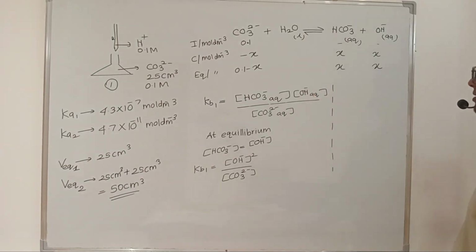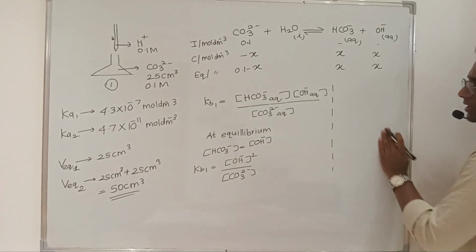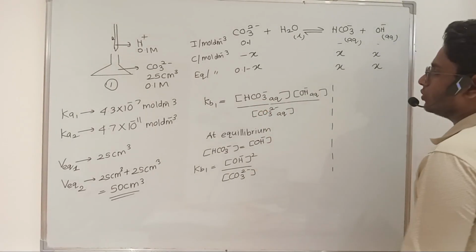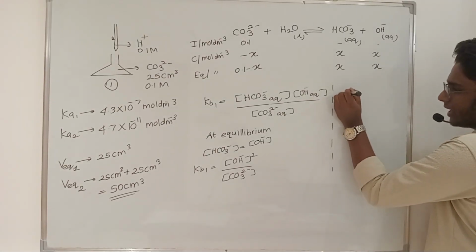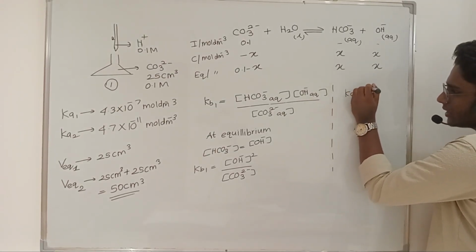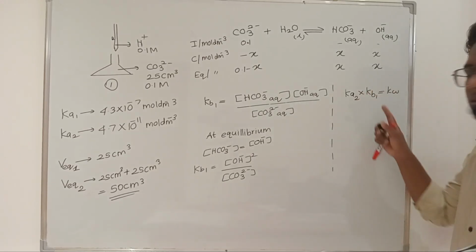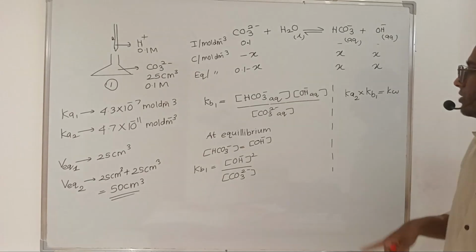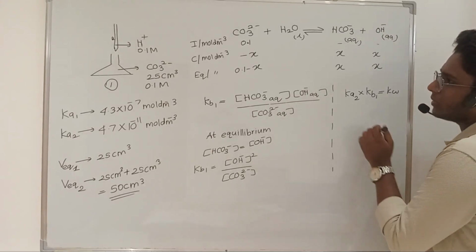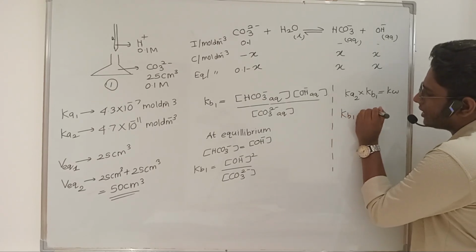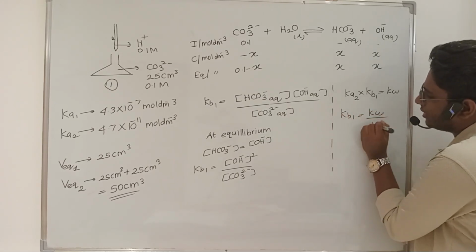So I said initially, I have said also, Kb1 into Ka2 is equal to Kw, right? Ka2 into Kb1 is equal to Kw. So I gave this expression, right? Now you will be understanding the importance of this. So from this you can find Kb1. How can you find Kb1? Kb1 is equal to Kw over Ka2.